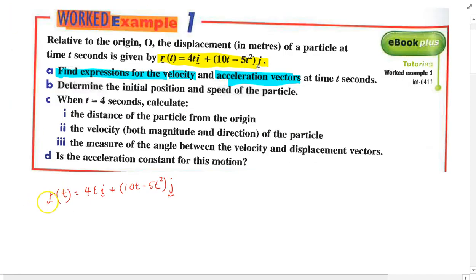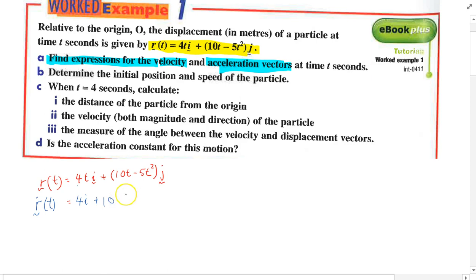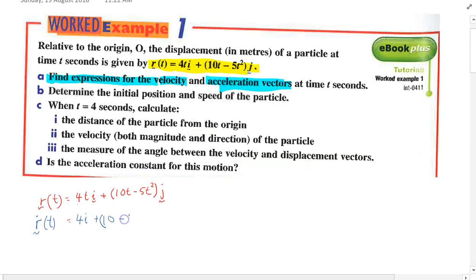So here's our initial vector. The vector r with respect to t is equal to 4t i plus (10t minus 5t squared) j. Now we can use our newly found time derivative notation. This is the change in displacement over time, otherwise known as velocity. We're just finding the derivative of 4t with respect to t, which is 4, and then the derivative of 10t minus 5t squared, which is 10 minus 10t, j.